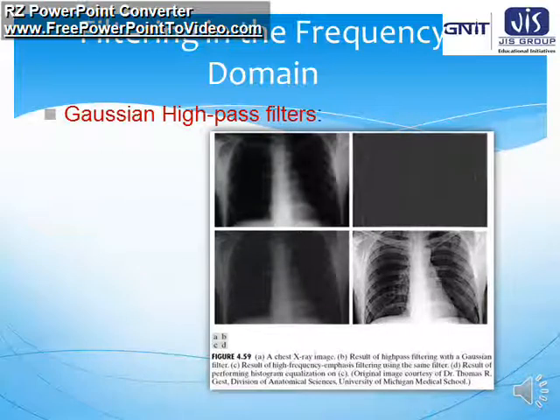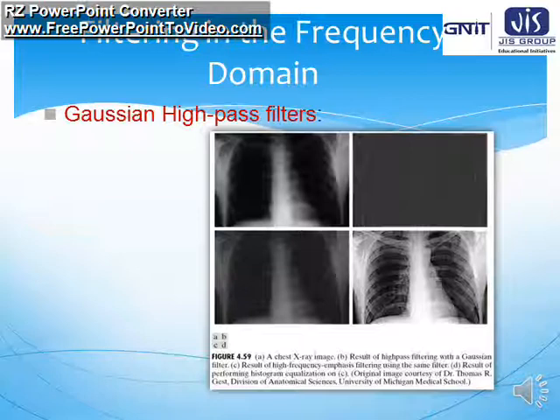Here another example, a Gaussian high-pass filter, has been given, where an X-ray image has been taken. In the first image we cannot see the detail, but after using the Gaussian high-pass filter the output is quite clear and visible. All the dips are easily visible. So detailed information can be obtained from this image after using the Gaussian high-pass filter.